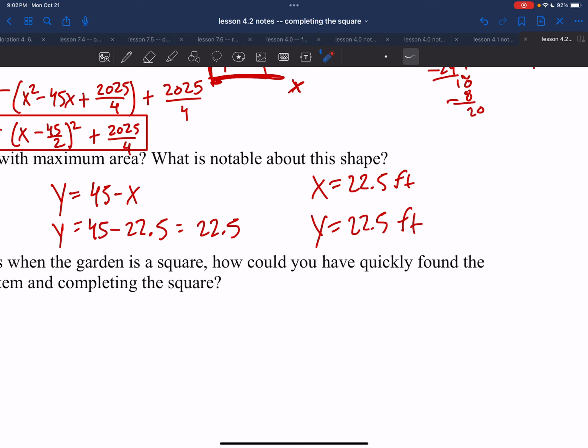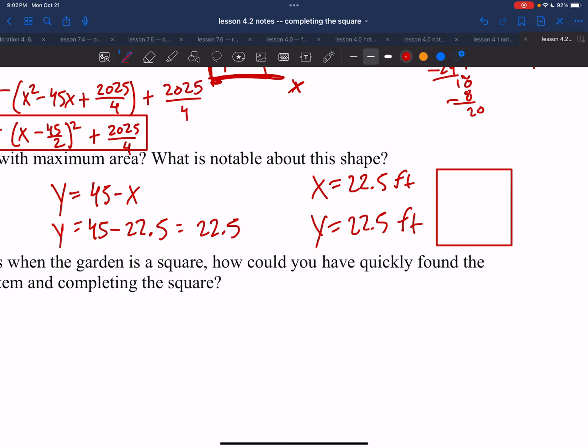I say, this is interesting, right? This is notable. What is notable about this shape? Well, the side lengths are equal. We're talking about a square. A square. Yeah?